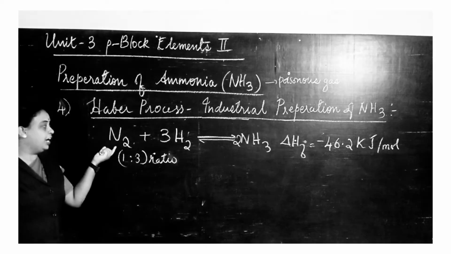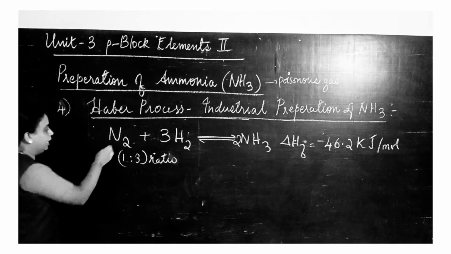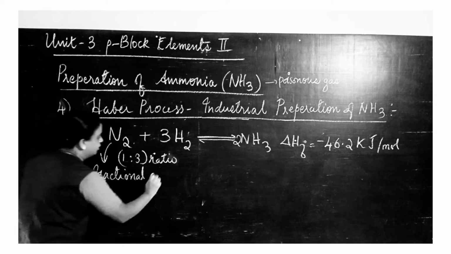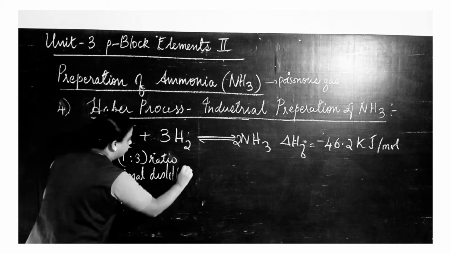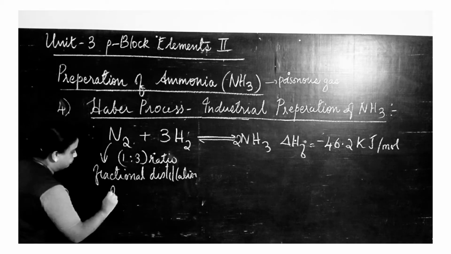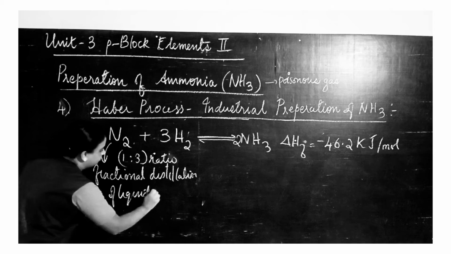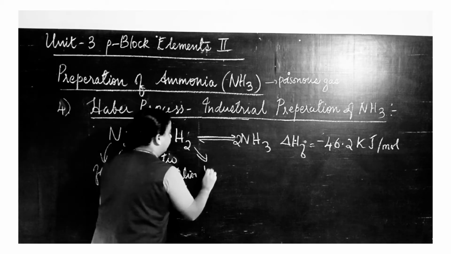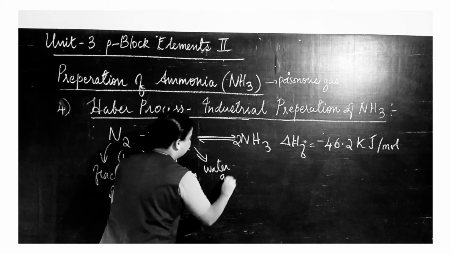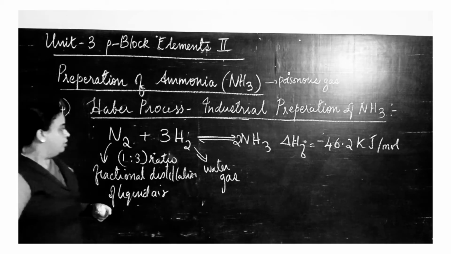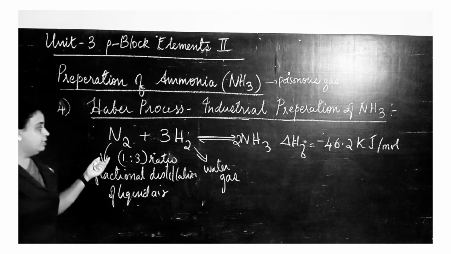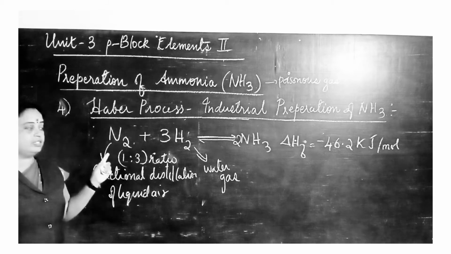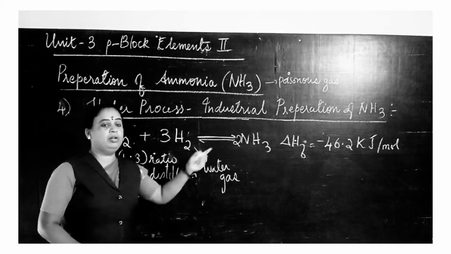Fine. Now the reactant nitrogen gas, how is it obtained? So this is obtained by the fractional distillation. So this we have already seen, fractional distillation of liquid air. Whereas hydrogen gas is obtained from water gas. Together and they form ammonia.